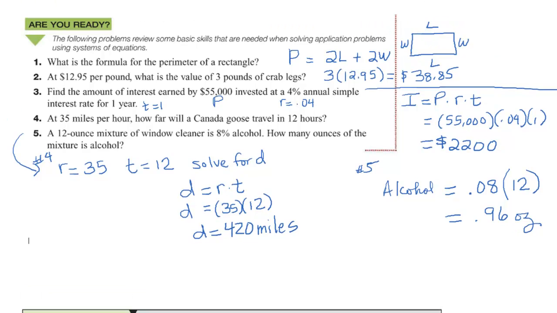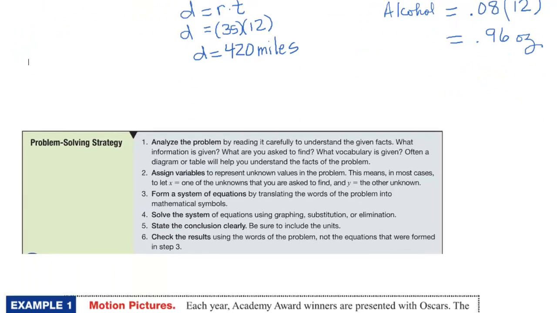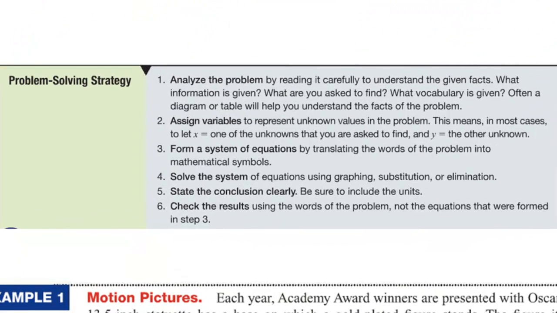Okay, so those were the warm-up problems. We're going to be using pieces of these problems in our word problems in this section. So let's do a quick reminder of our problem-solving strategy. After you read your word problem, you want to analyze the problem. Read it carefully to understand what's given, and list it if you can. What information is given? What are you asked to find? What vocabulary is given? And sometimes you can use a diagram or a table to help you understand the facts of the problem. So that's the first step, to analyze.